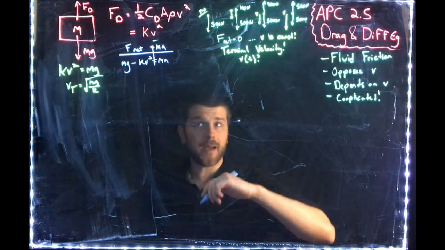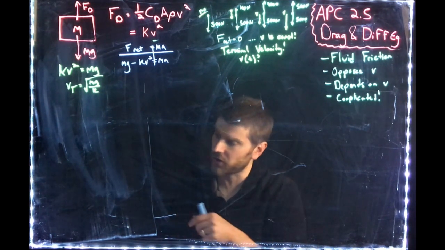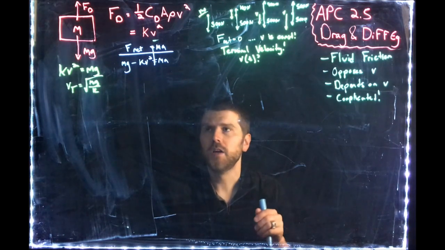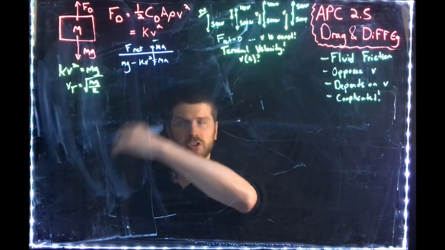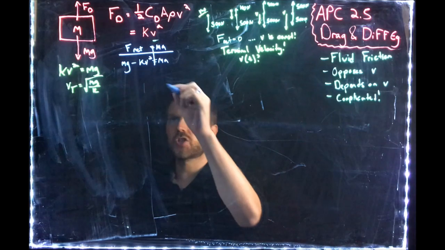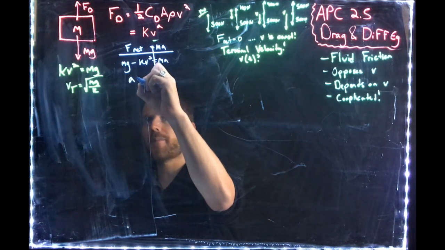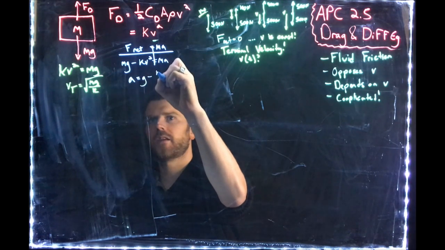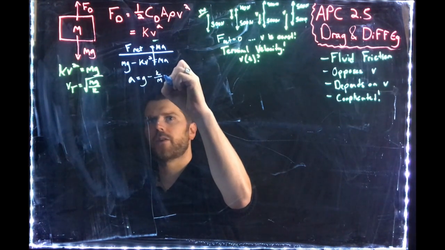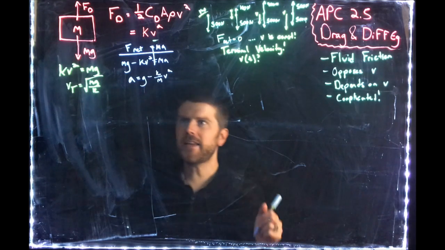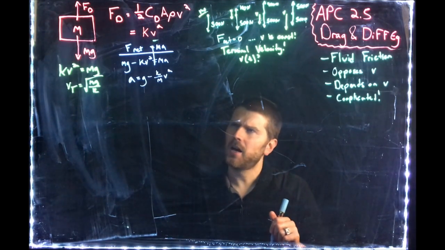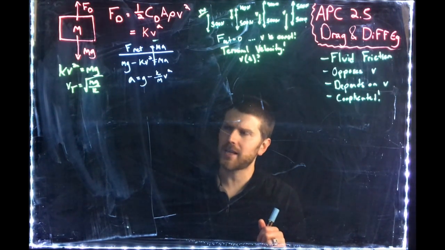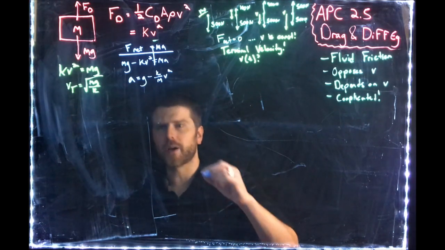And if I want to know the velocity, I probably want to find my acceleration, because I remember from kinematics, if I know my acceleration, I can integrate and find my velocity. My acceleration is going to be constantly changing. So let's divide through by mass, and we'll get a equals g minus k over m v squared. And here I'm going to do a funny little thing. I'm going to replace a with something else.